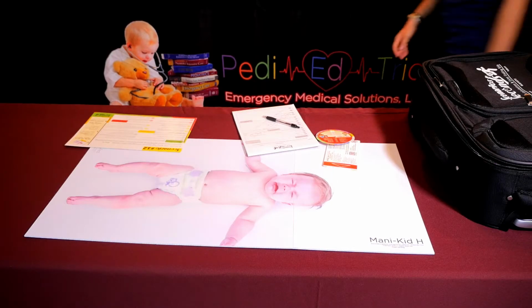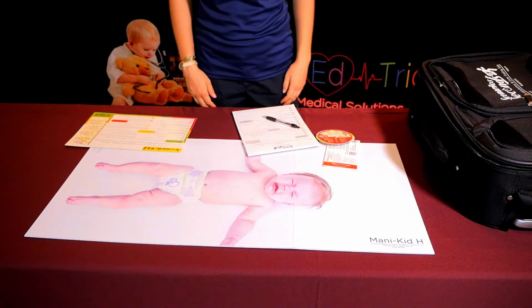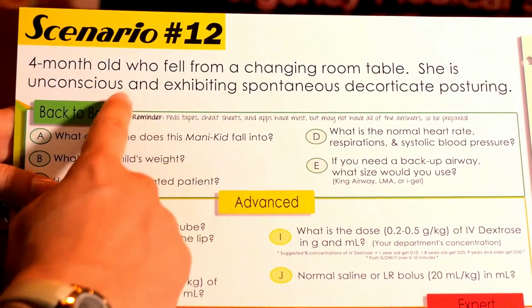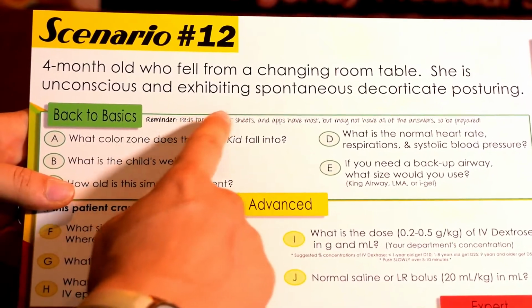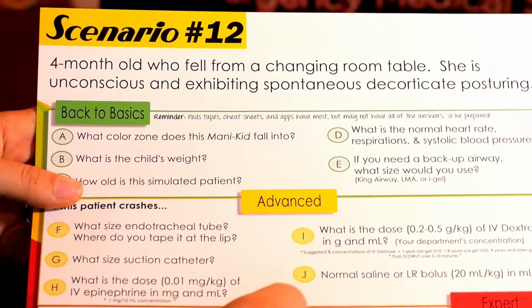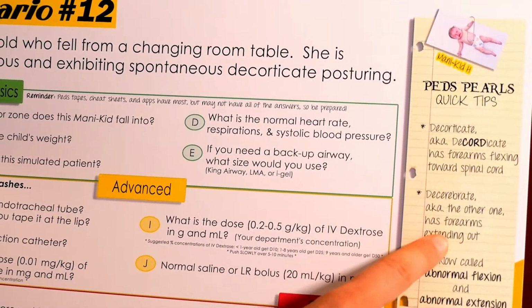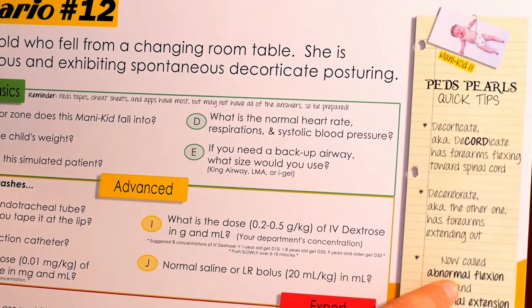From a student's perspective, they will walk up and run the scenario. For example, 4-month-old who fell from a changing room table. She is unconscious and exhibiting spontaneous decorticate posturing. Also be sure to have them review the Peds Pearl quick tips along the side.